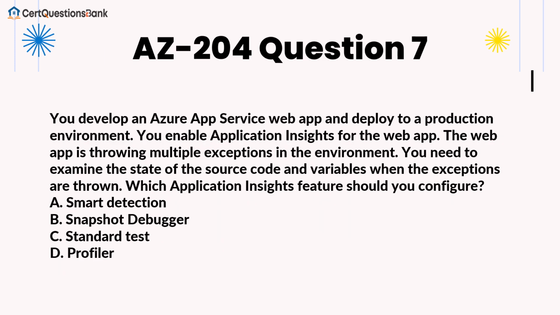You develop an Azure App Service web app and deploy to a production environment. You enable Application Insights for the web app. The web app is throwing multiple exceptions in the environment. You need to examine the state of the source code and variables when the exceptions are thrown. Which Application Insights feature should you configure? A. Smart detection. B. Snapshot debugger. C. Standard test. D. Profiler.